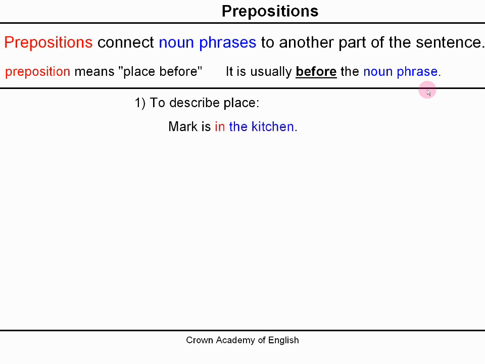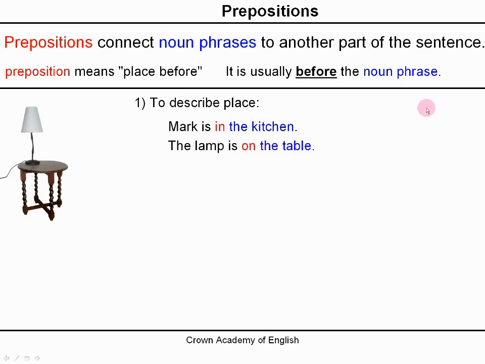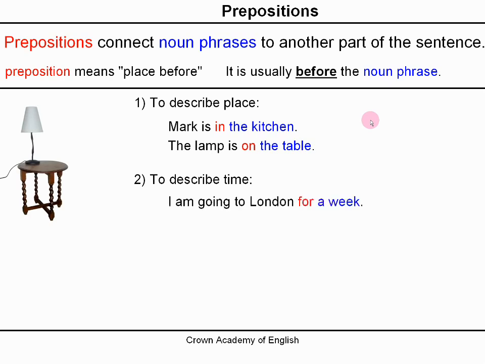Mark is in the kitchen. The lamp is on the table. So these are prepositions of place. They can also describe time. I am going to London for a week. So this one, for, it is in fact describing the duration. Please don't talk during the lesson. Again, this is describing duration. It's the concept of time.